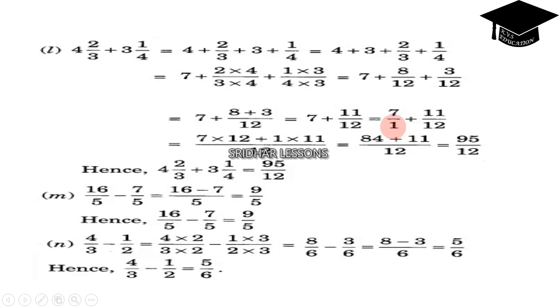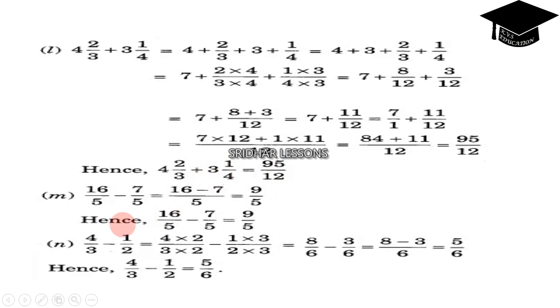Again further we have to simplify 7 by 1 plus 11 by 12. That means here 12 is the LCM. So by cross multiplying 7 into 12 plus 1 into 11, that means 84 plus 11, 95 by 12. So 4 into 2 by 3 plus 3 into 1 by 4 is equals to 95 by 12.